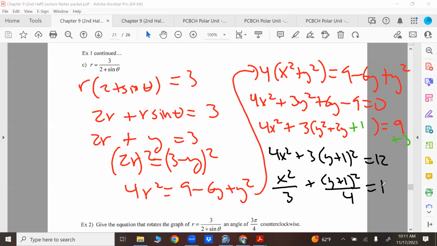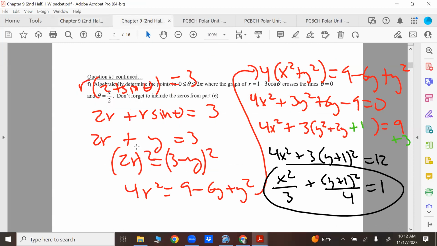Graph it both ways if you like, knock yourself out, but don't worry about it. But yeah, that seems to be okay. We're okay with that. And you guys should have a chance to practice that on the homework.